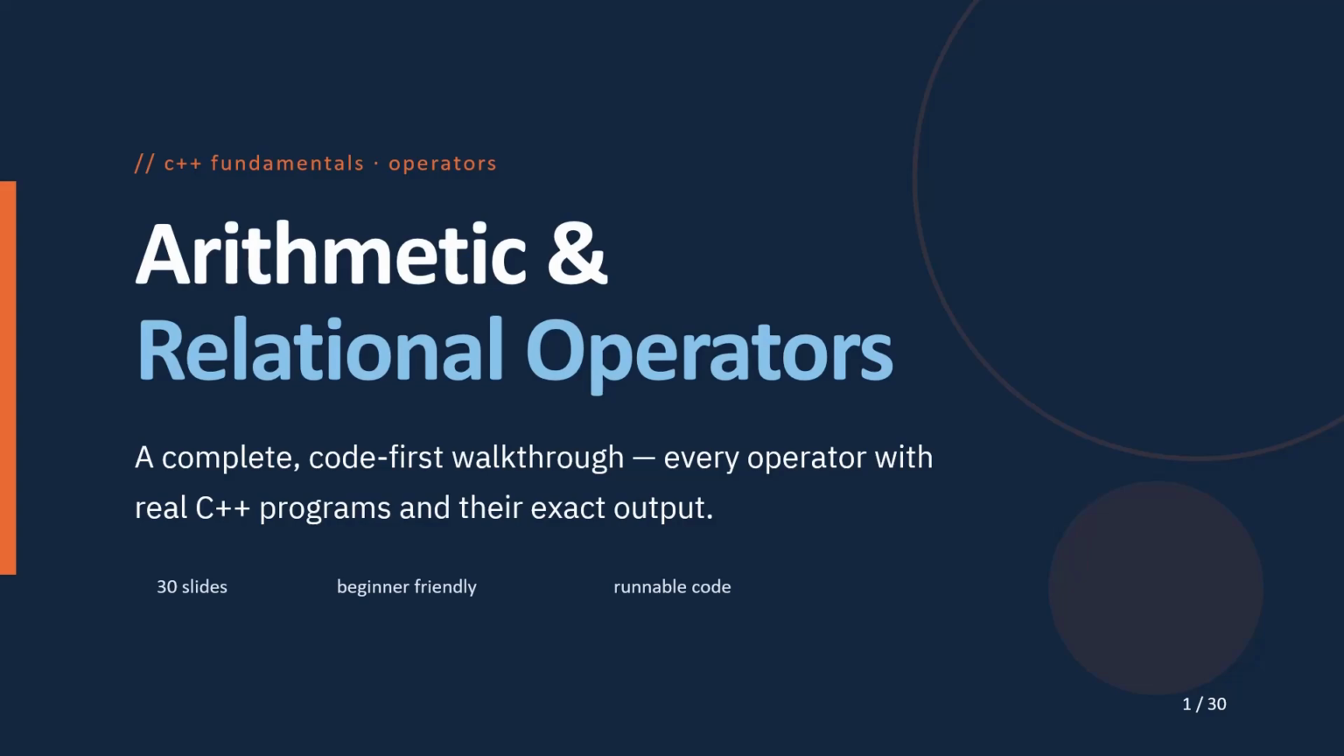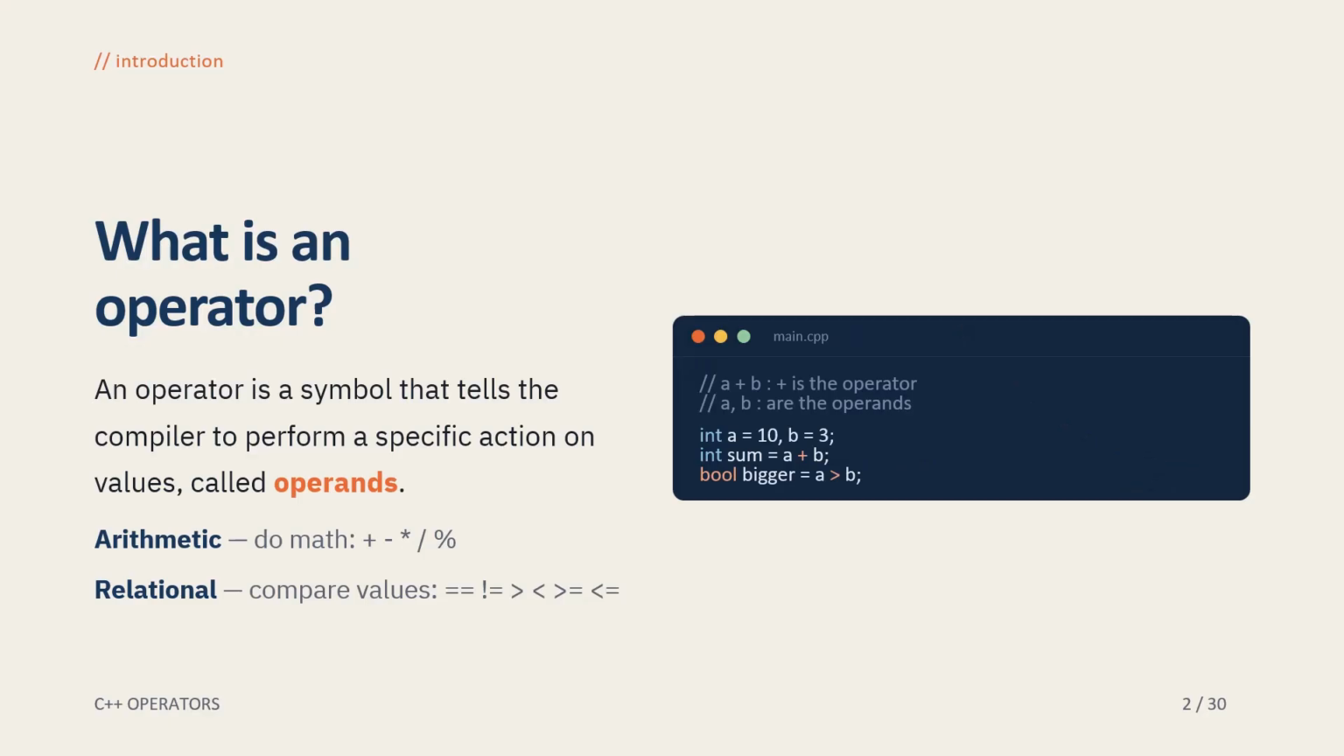Hello everyone. In this lecture, we will learn about arithmetic and relational operators in C++. These operators help us perform calculations and compare values, making them essential in every C++ program. What is an operator? An operator is a symbol that performs an operation on one or more operands. Arithmetic operators perform mathematical calculations, while relational operators compare values and return either true or false.